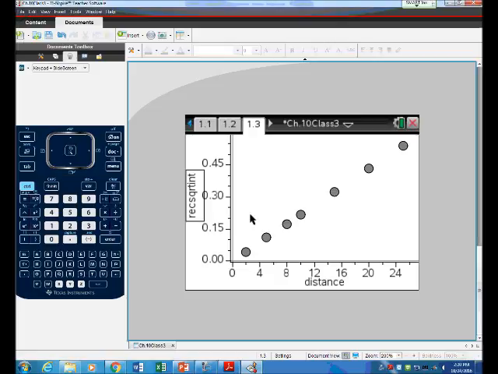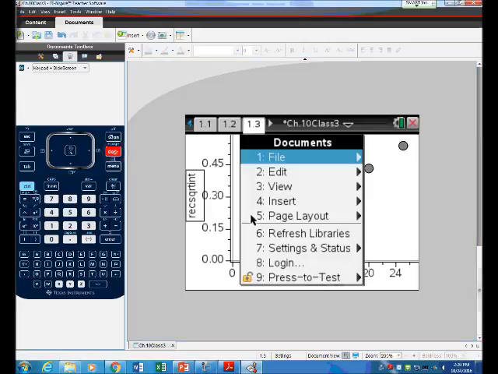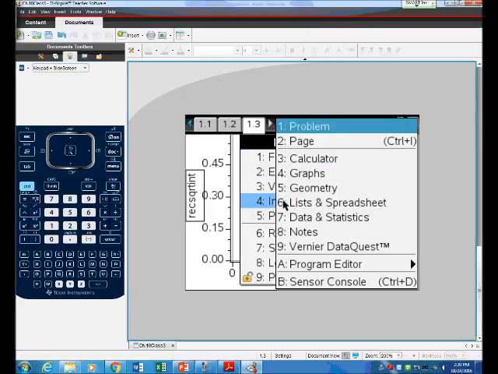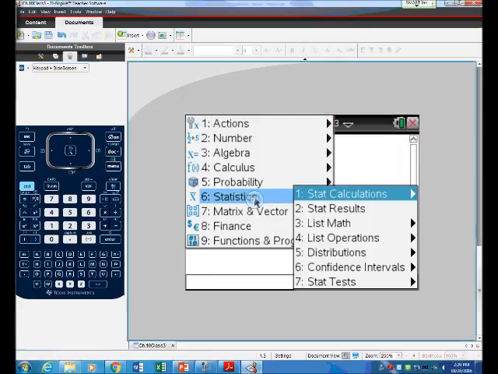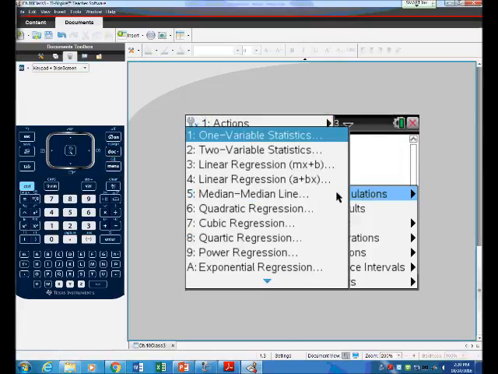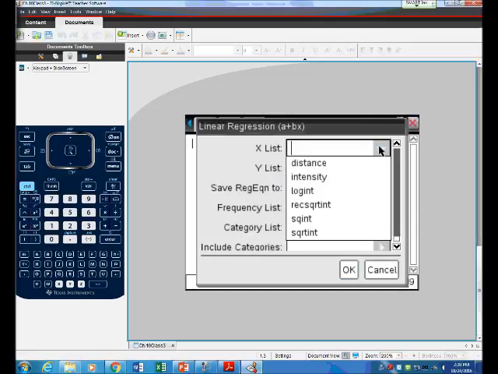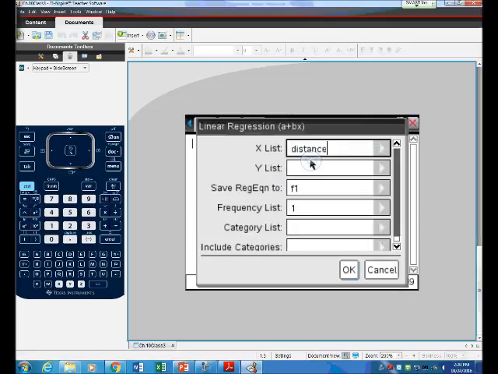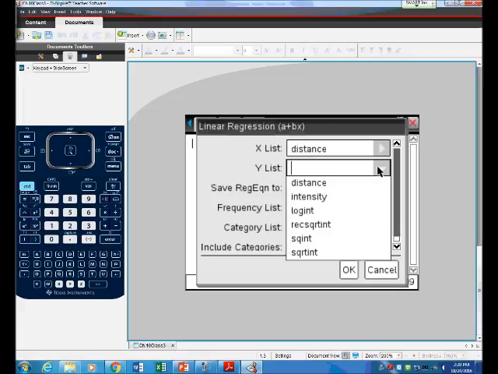So I'm going to go ahead and insert a calculator page. So menu, stats, stat calculations, linear regression, a plus bx. I'm still saying distance explains intensity. But again, I'm not using intensity because the raw data didn't work, neither did the square root or the log, but the reciprocal square root worked.